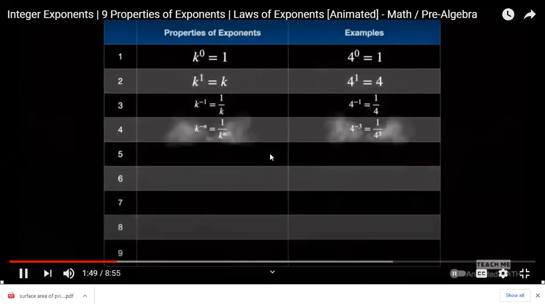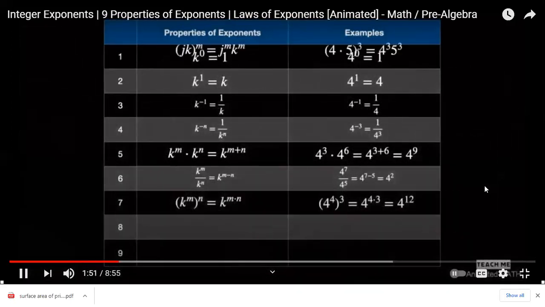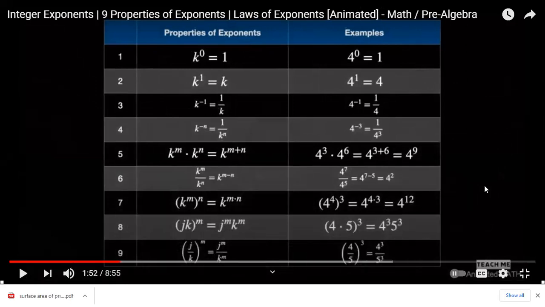The properties of exponents might seem like a lot at first glance. These are the properties of exponents which we studied before, last year, right? So please look at the properties in front of you now. K to the power of 0: any number to the power of 0, even if it is short or long, should be equal to 1, right?